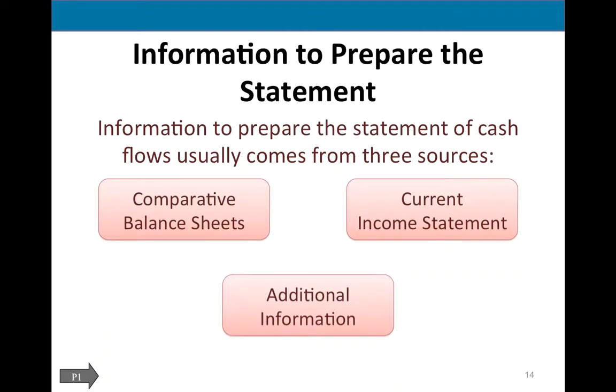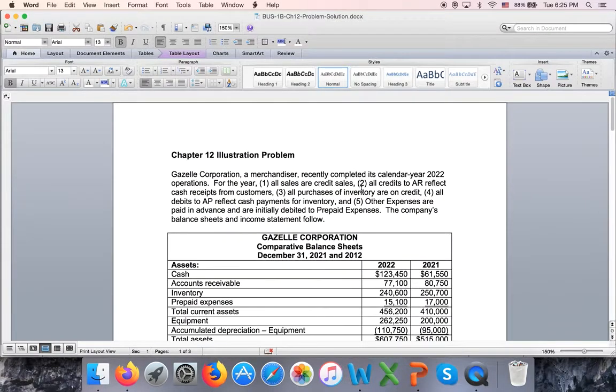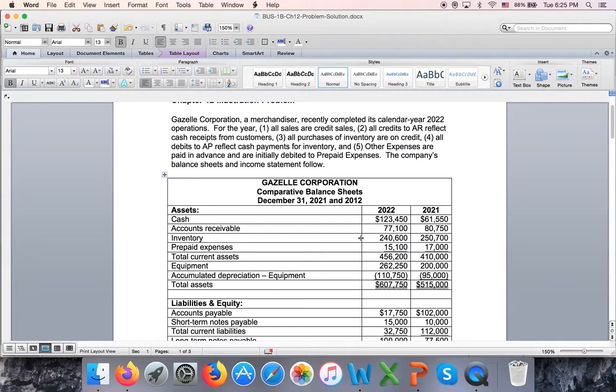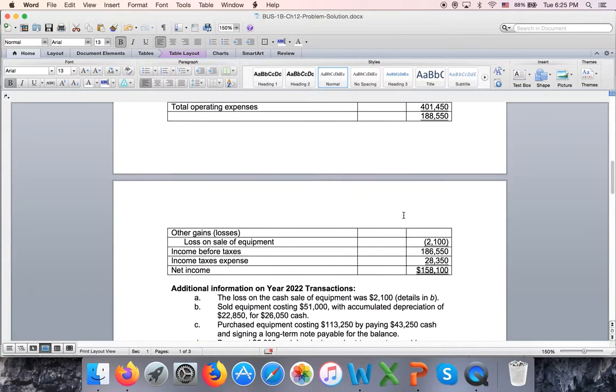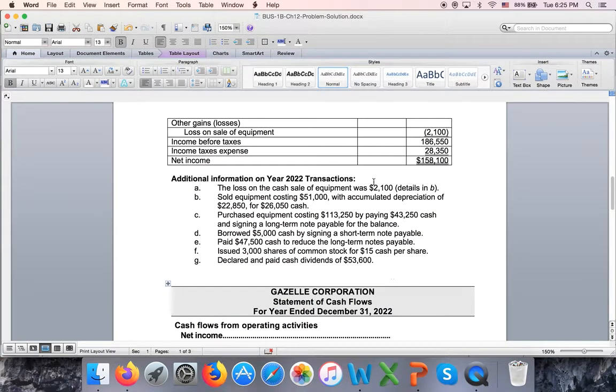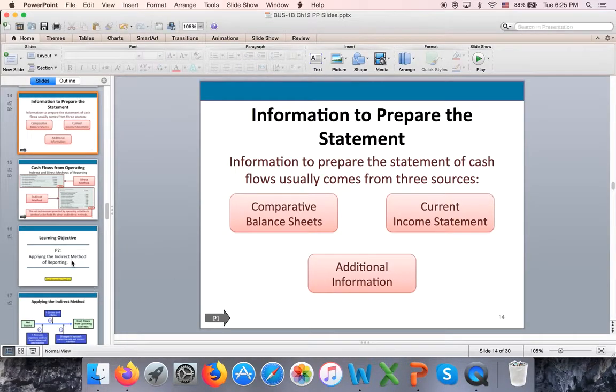So we usually will need comparative balance sheet. So I need balance sheet for 2 years. We have a current income statement and we need some additional information. And I have an illustration problem right here where we have all that information. So I have a comparative balance sheet for 2021-22, I have an income statement for 2022, and I have some additional information for 2022.